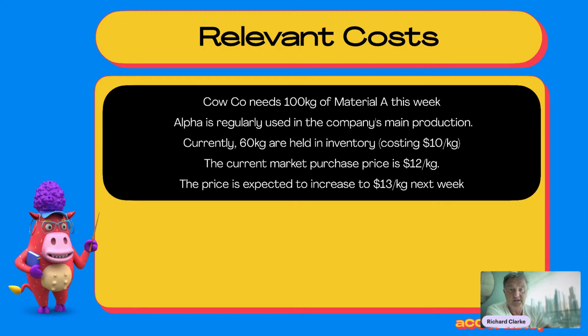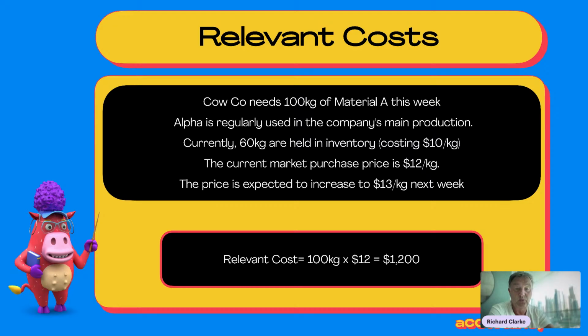But the exam question actually tried to trick you and said the price is expected to increase to $13 per kilo next week. You can ignore that because that's next week. We need it this week. So it's this week's figure that you would need. Therefore the relevant cost is 100 kilos times $12 per kilo, coming to $1,200.